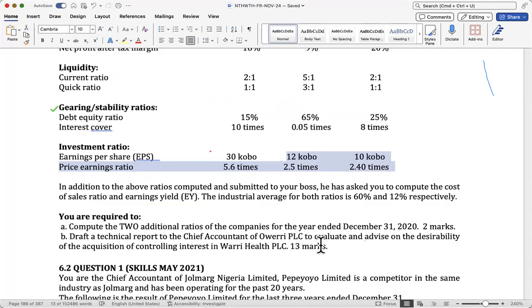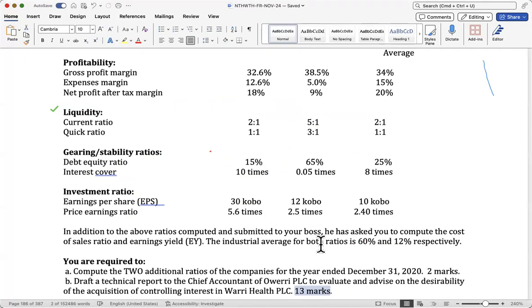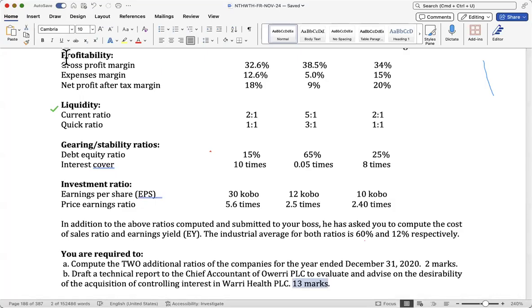Out of these 13 marks, by the time you pick all of these one by one and explain it, analyze it, with a short explanation, don't write an epistle, a short explanation on each of them, you will have gotten almost 9 marks. Of course, you have to conclude that, okay, generally, the company is more profitable, but is not managing its expenses well, which shows in its net profit after tax margin. The company is liquid.